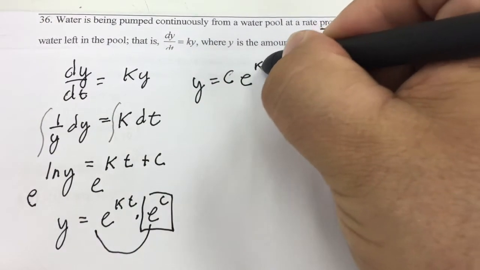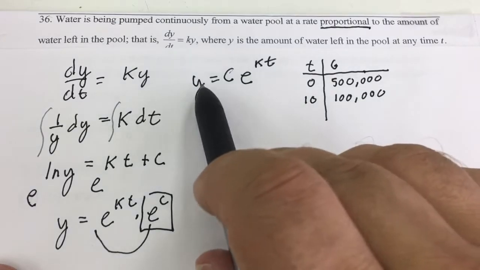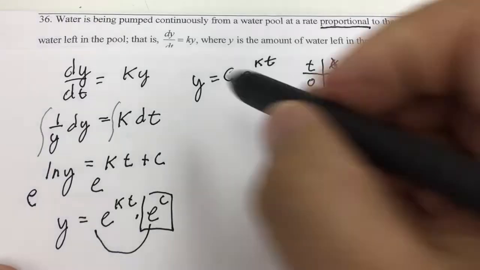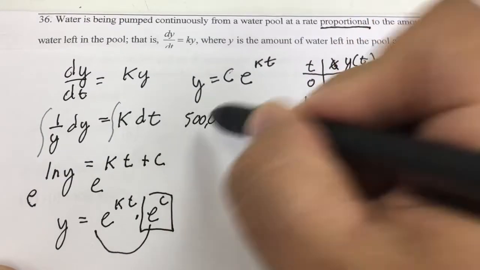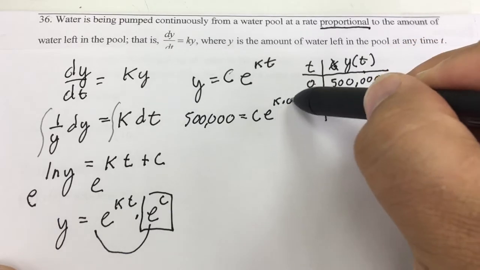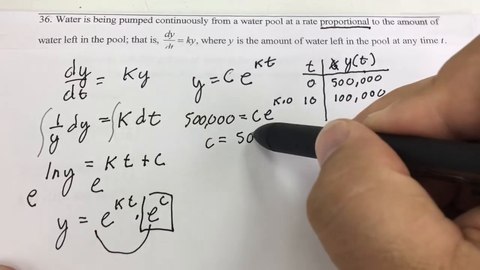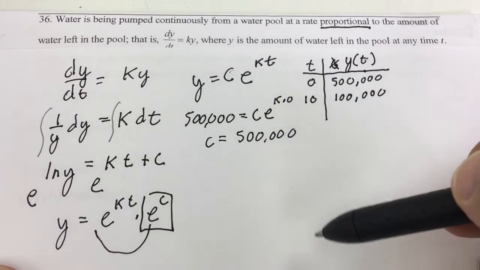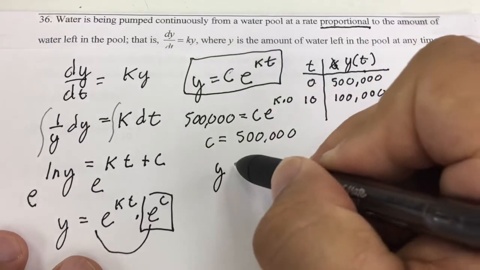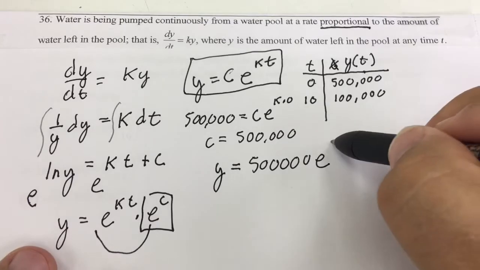e to the kt. Now using this initial condition of t equals 0, and y, that's this amount over here, is 500,000. So maybe we should write this as y of t. So that's going to give me 500,000 on the left side equals c e to the k times 0, because t equals 0. Well, k times 0 is 0, e to the 0 is 1. So this means c equals 500,000.